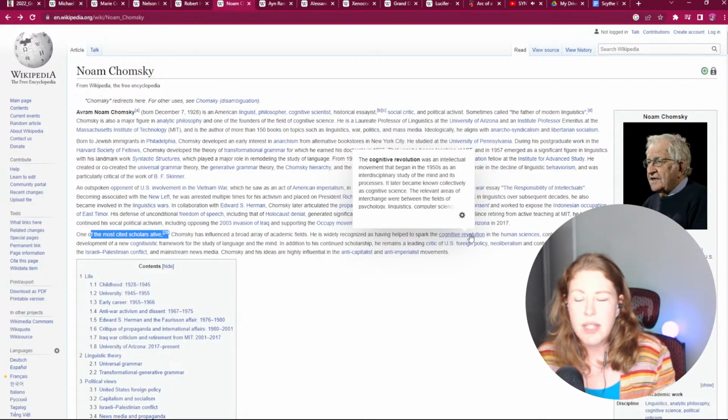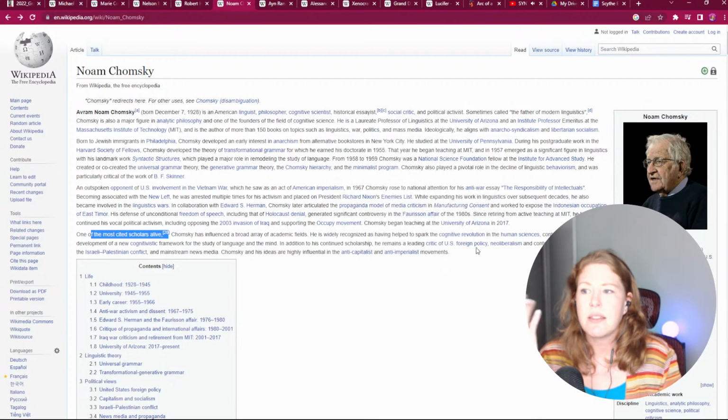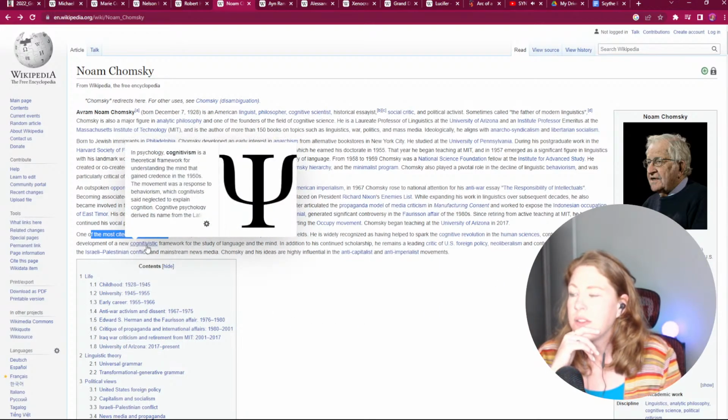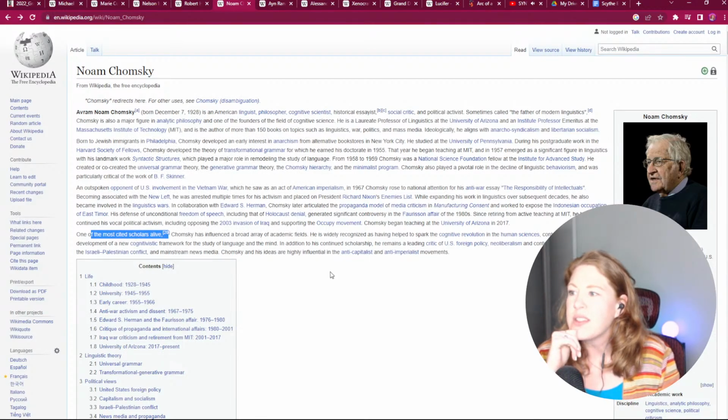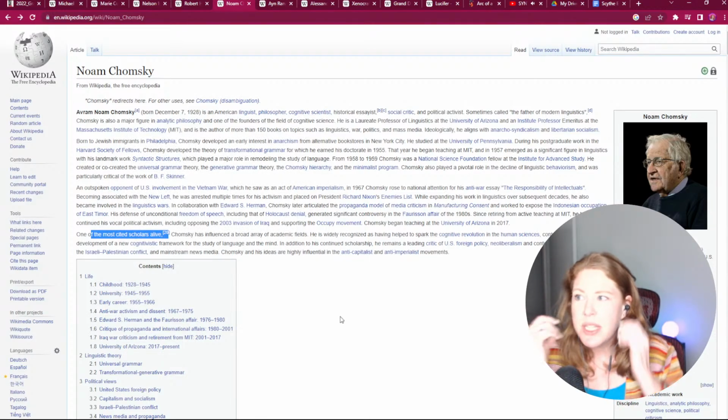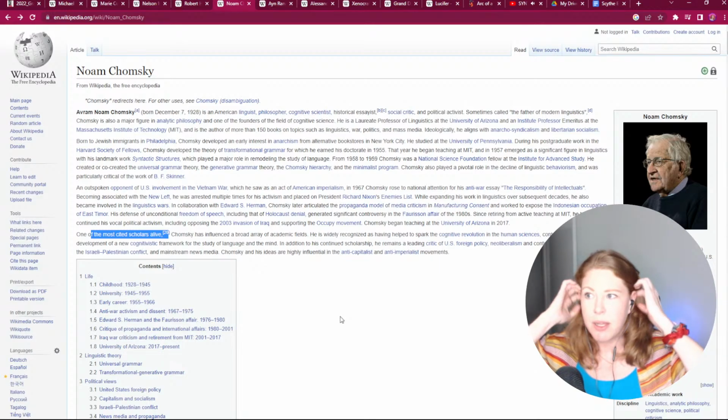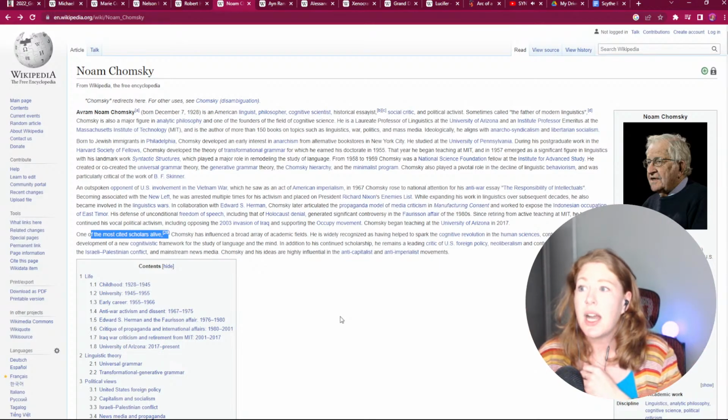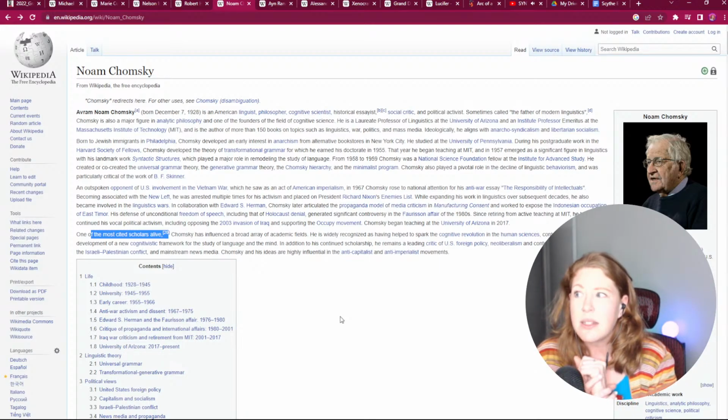So psychology, behavioral science, all of that kind of stuff in the human sciences, contributing to the development of a new cognitivism framework for the study of language. So he has contributed a lot to how we analyze language and how it is in our brain. But he's also controversial. He's an anarchist, very much against the government.